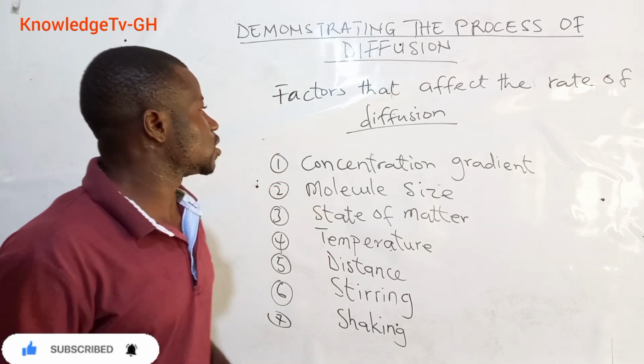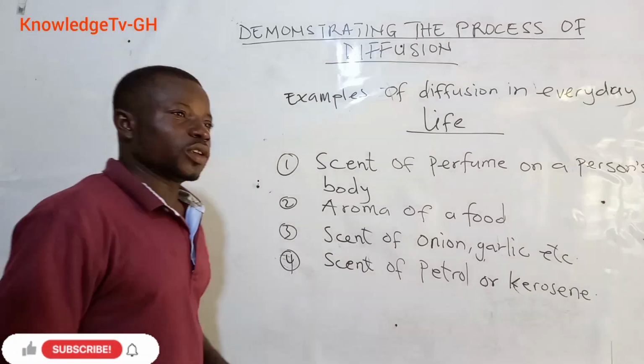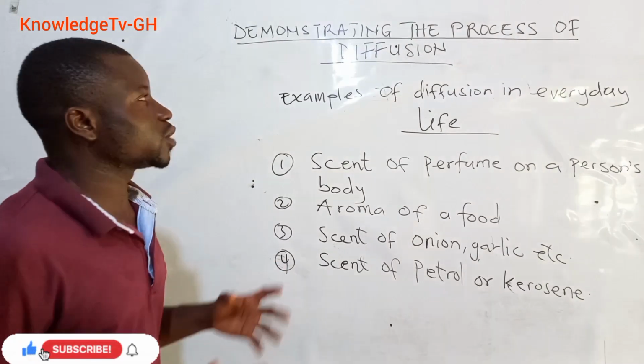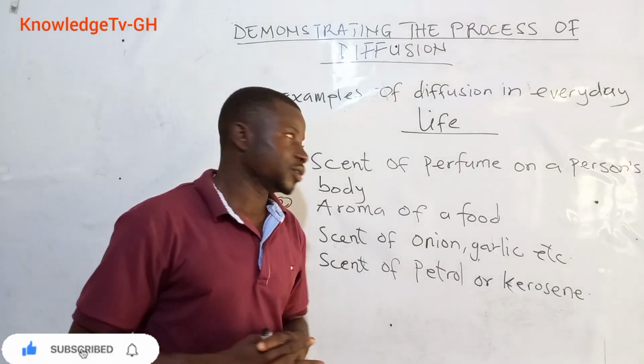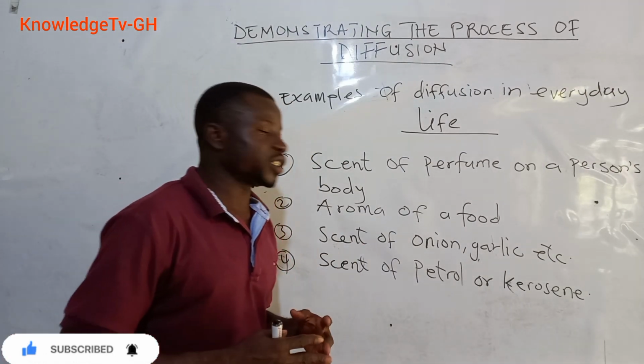So these are the factors that affect the rate of diffusion. Now we are going to take a look at examples of diffusion in everyday life. The first one here is the scent of perfume on a person's body.